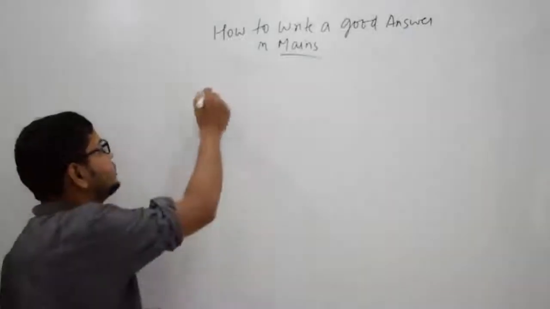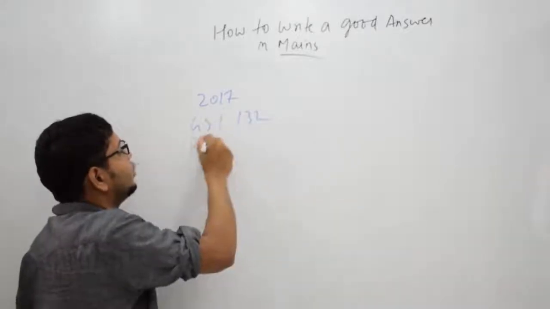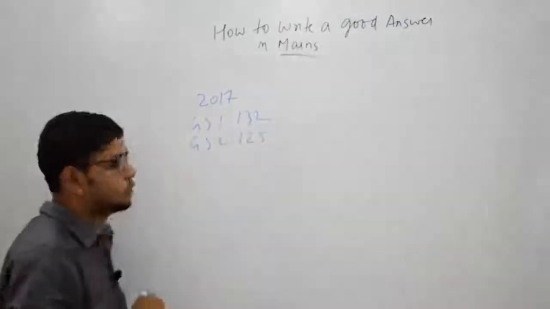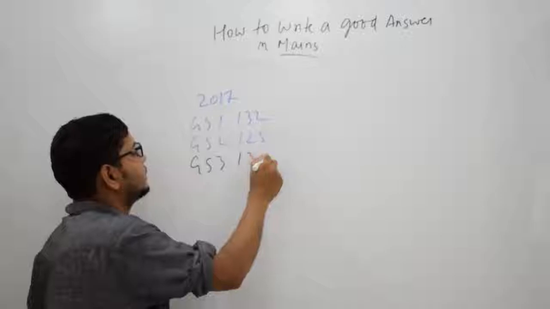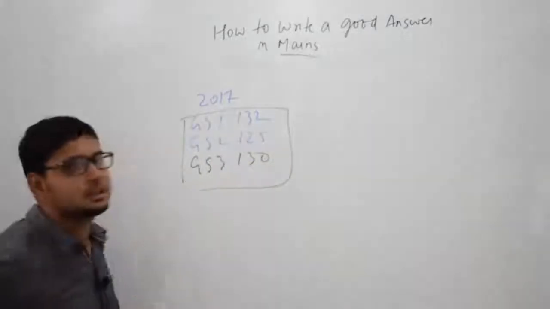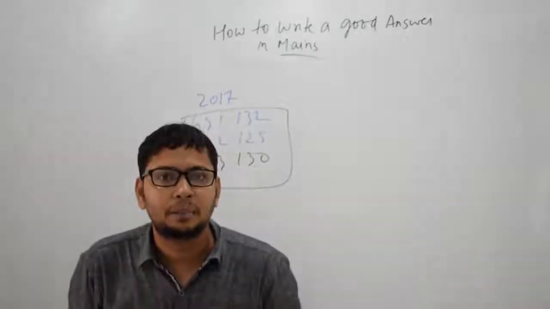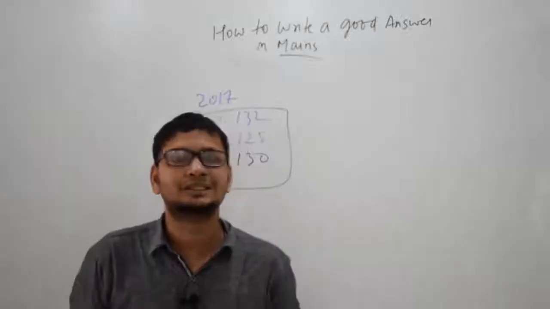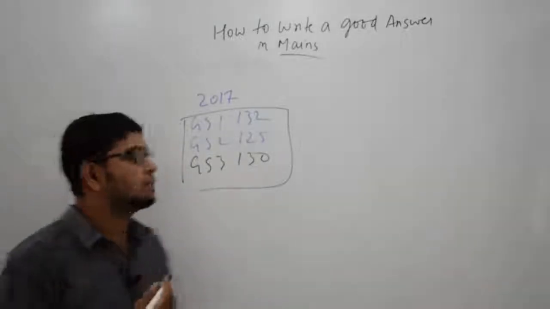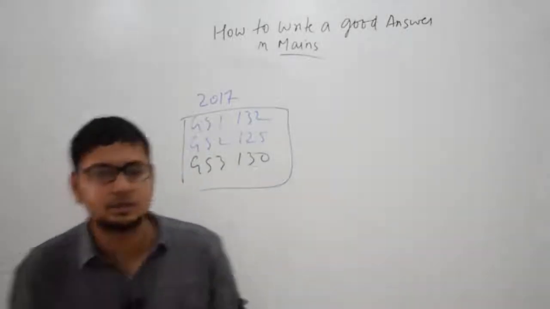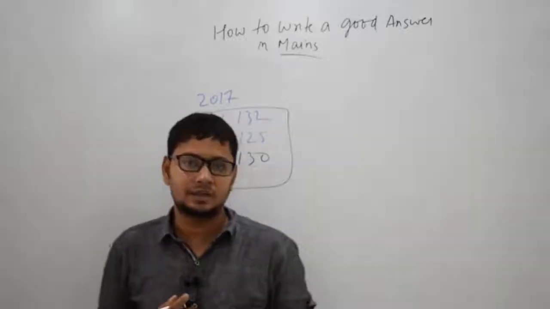In the 2017 paper I scored 132 in GS paper 1, 125 in GS paper 2, and 130 in GS paper 3. And to be really honest, according to my analysis, my performance in this year's paper was inferior to what I used to write a few years back. But I got more marks because after giving 5-6 years to this exam, somehow I have deciphered how you can increase your marks in your GS paper.